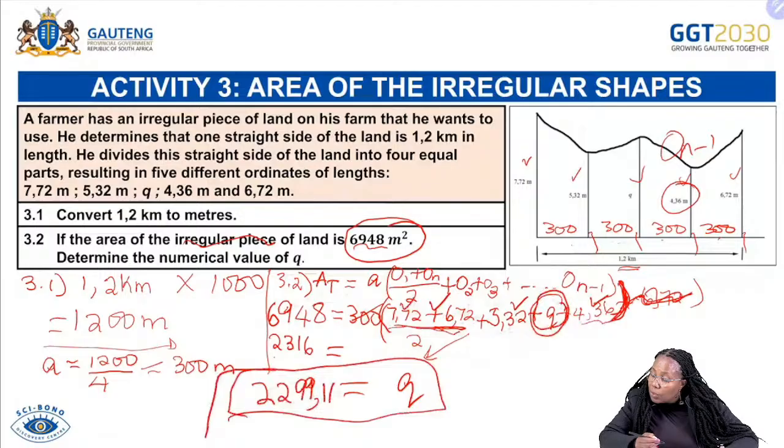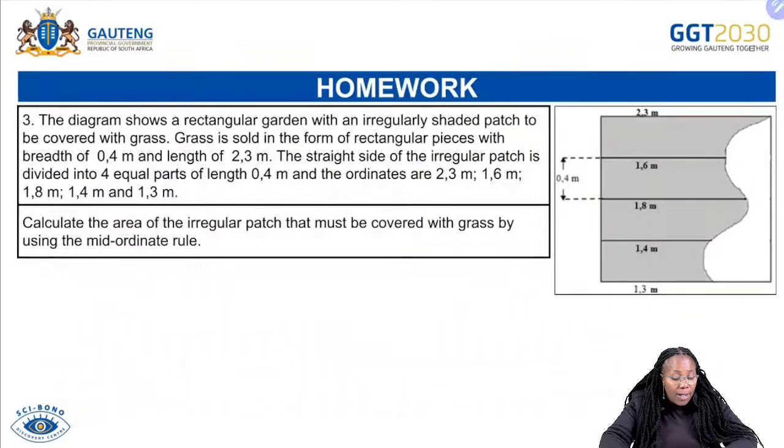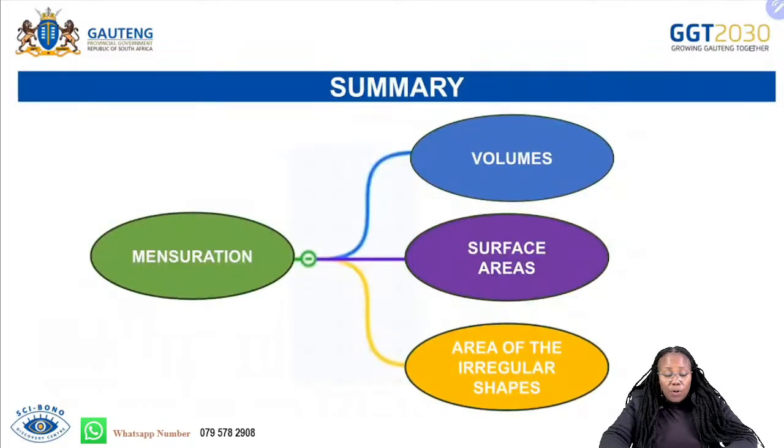Okay, so grade 12, that is the value of Q for you in meters, right? And then now your homework activity will be the picture below. This one you can do at your own time, at home, at your comfort zone. And then now you can share on our WhatsApp group your solutions. How did you go with that one? It is having all three: application, volume, surface area, and the irregular shape area using the mid-ordinate rule.